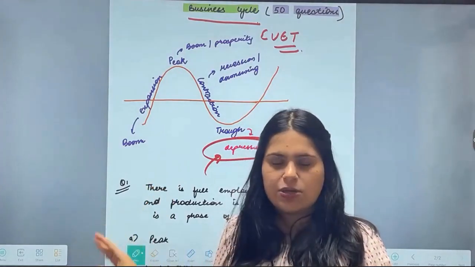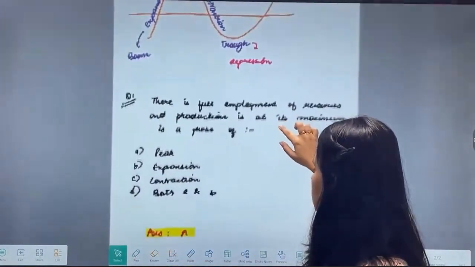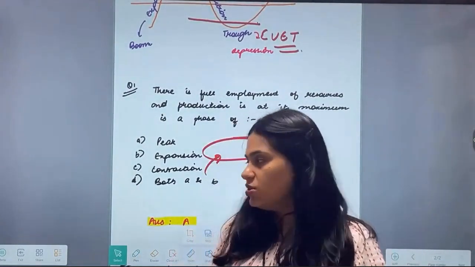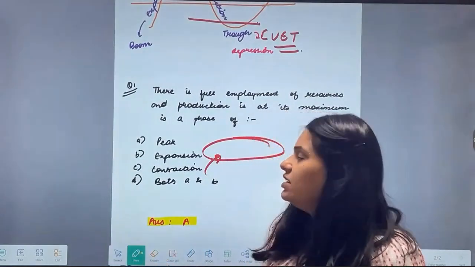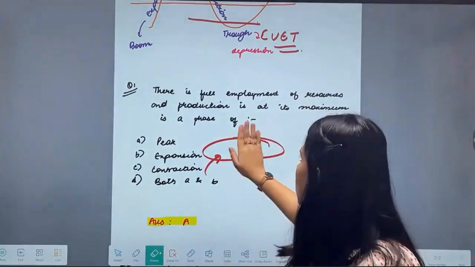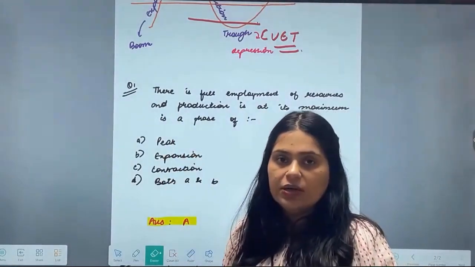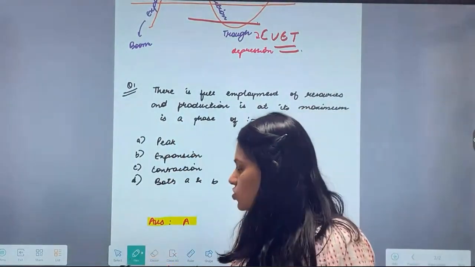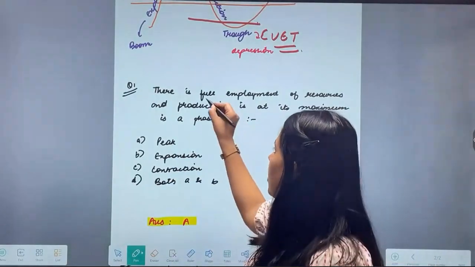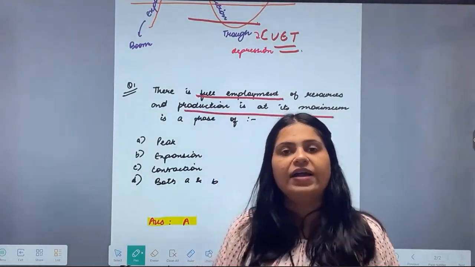Acha. Now I have brought some questions related to this business cycle concept, whatever we have discussed now. Let us look into the first question, beta. The first question is the following. It says there is full employment of resources and production is at its maximum is a period of. So go ahead and try to answer this question for me. Tell me which is that period where you have full employment level of resources and production is at its maximum.